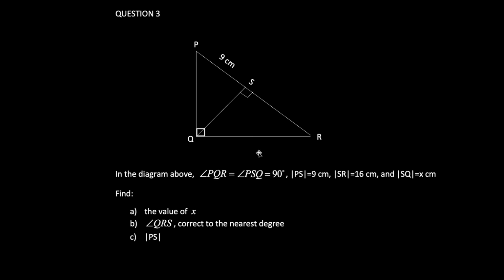In this video, we'll be solving question 3 of the 2017 WASSCE Core Maths Theory questions. Question 3. In the diagram above, angle PQR is equal to angle PSQ, which is equal to 90 degrees. If the length of PS is equal to 9 centimeters, the length of SR is equal to 16 centimeters, and the length of SQ is equal to X centimeters. Find A, the value of X. So moving on to the solution for this question.